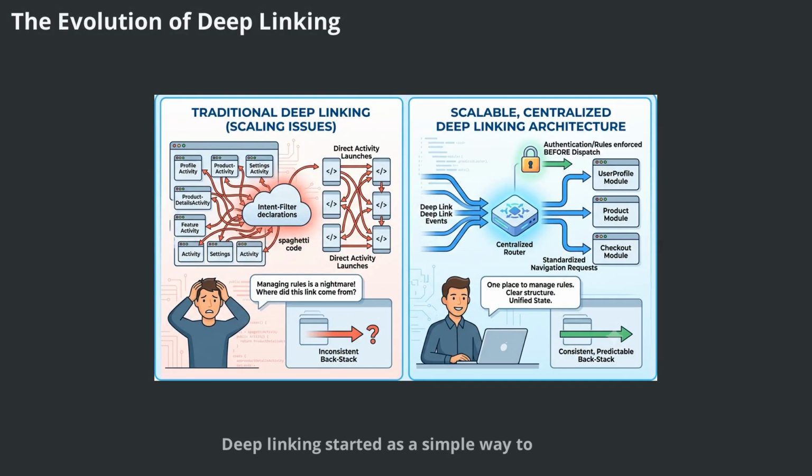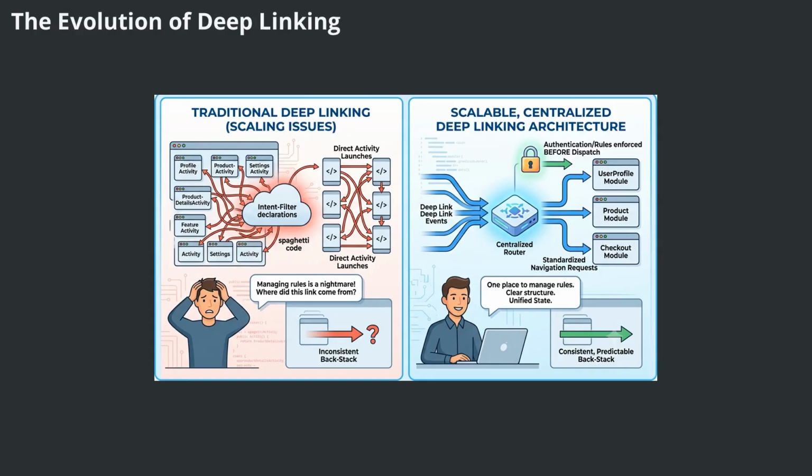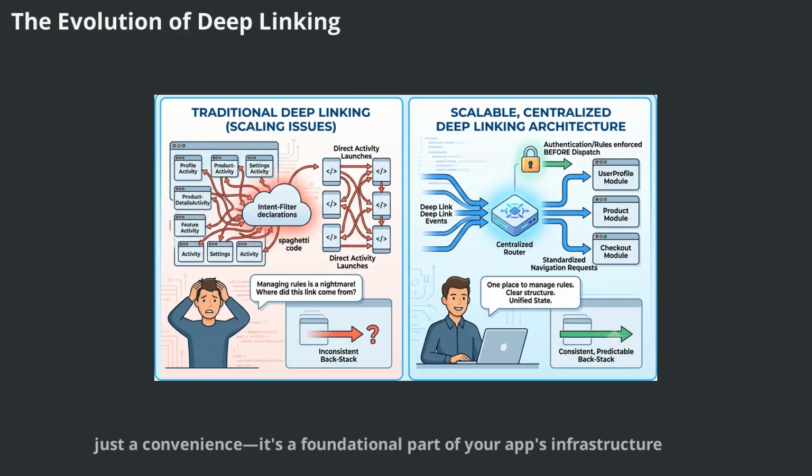Deep linking started as a simple way to map URIs to specific screens within an app. However, as Android apps have grown in size and complexity, the requirements for deep linking have expanded. Modern apps need to manage multiple feature modules, complex navigation flows, and strict security requirements. This evolution means that deep linking is no longer just a convenience, it's a foundational part of your app's infrastructure. In the next section, we'll discuss why traditional deep linking methods struggle to keep up with these demands.